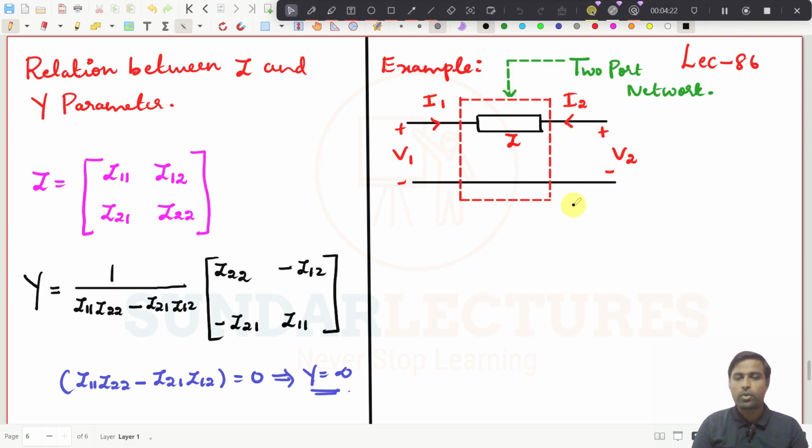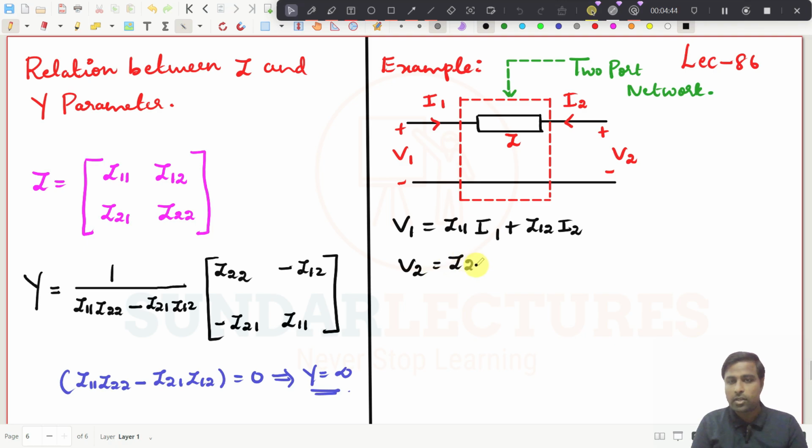Now if you try to write the Z parameter for this one, what is the Z parameter? Let me write down the expression. V1 is equal to Z11 I1 plus Z12 I2, and then V2 is equal to Z21 I1 plus Z22 I2, right? This is the expression.